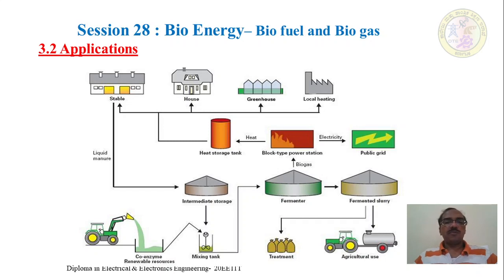So when you use it in so many applications, automatically the efficiency of the plant can be increased. At the same time, the fermentation slurry that is left out can be used as a fuel, and it can be used in treatment plants and all that. So these are the different applications of biogas.